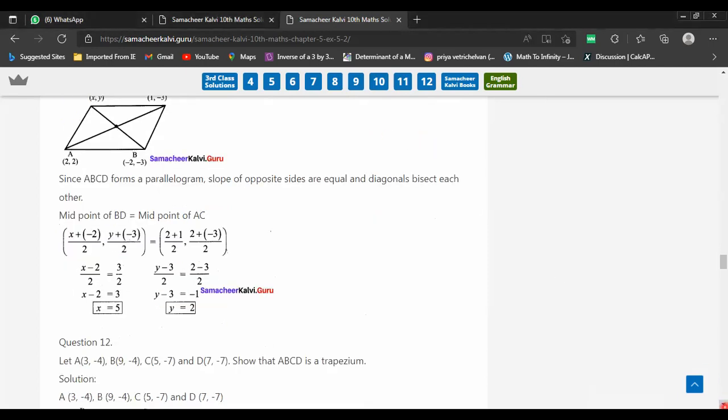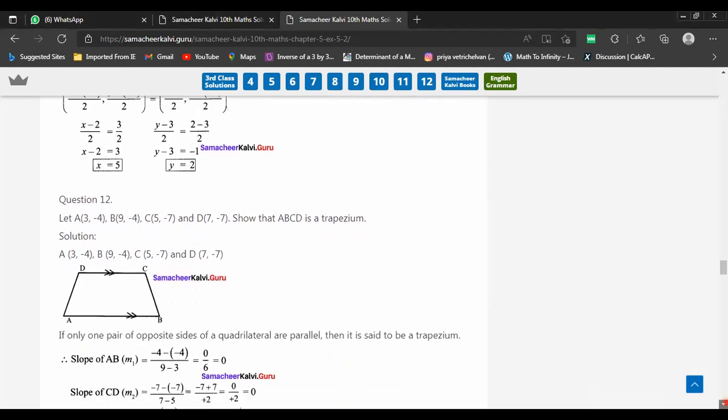So for finding the unknown coordinate, we are just equating the midpoint of one line to another. I mean, midpoint of the diagonals. We are just equating the midpoints of their diagonals.